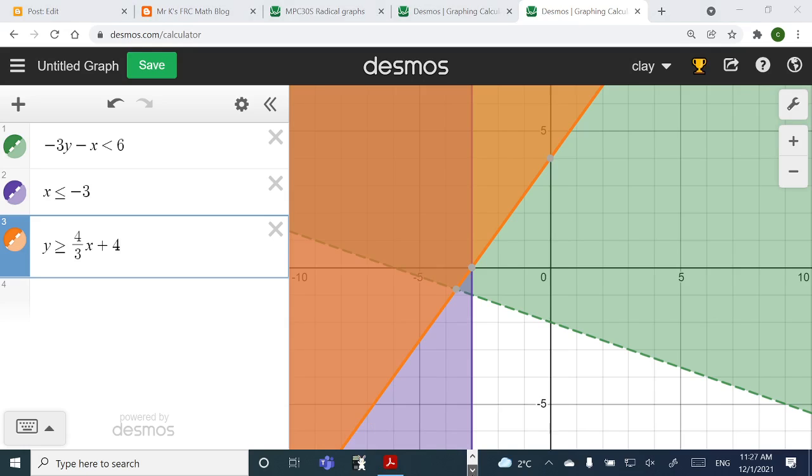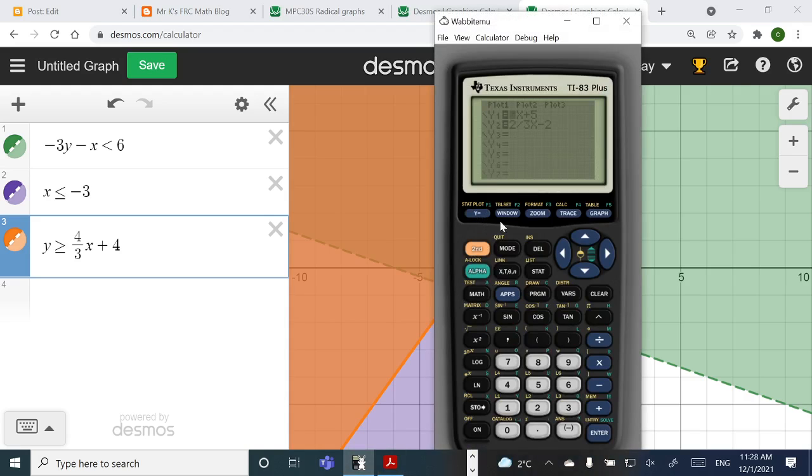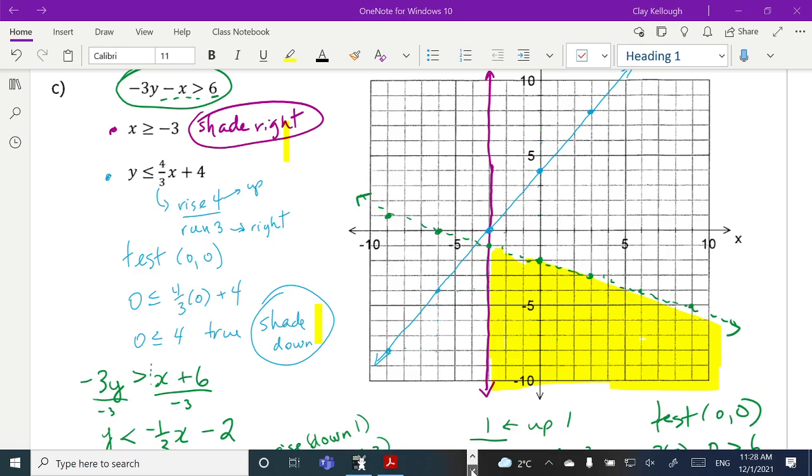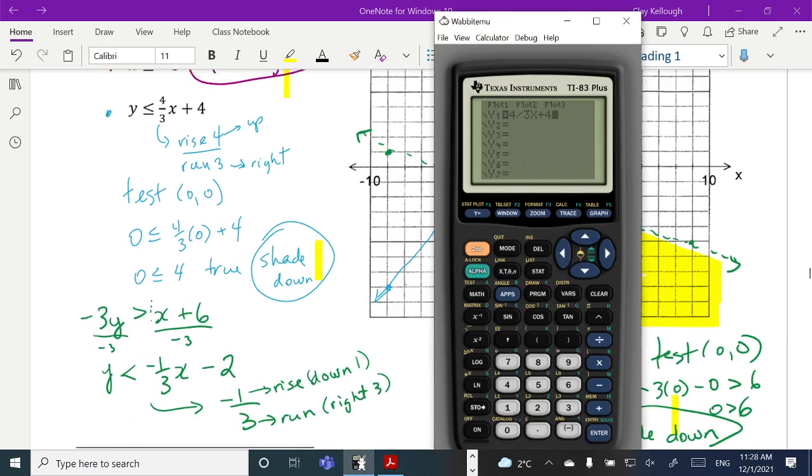Here, I'll run through it with the TI. So if I go to my TI, let me clear all these lines. Clear, clear. And let's start graphing them. So the first one, oh yeah, and don't forget, I can't graph it like this. This one's okay. I'll do him first. 4/3 x plus 4. And I better go back to my notes here. I know that I had to shade down.